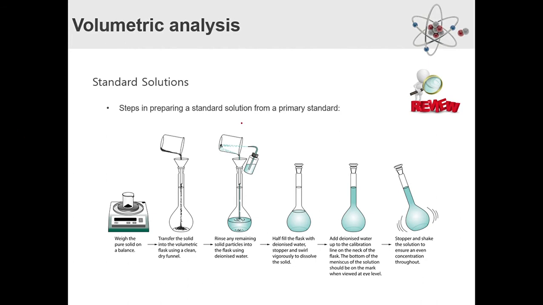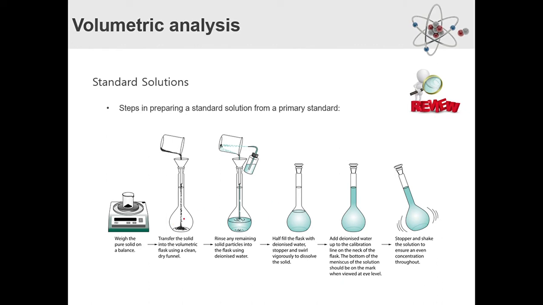So, steps in preparing a standard solution from a primary standard. Weigh the pure solid on a balance, transfer using a clean, dry funnel, rinse using water, half fill with deionized water, and then make up to the calibration line on the neck of the flask, and then stopper and shake. Now, there's a few reasons why we have to be careful with what we're doing. We are trying to make sure everything from here gets into there.